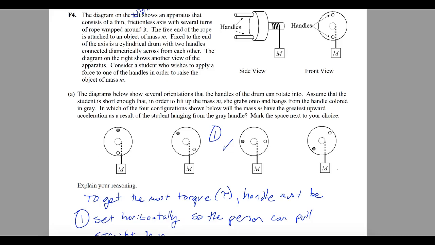Hey, this is Horner, and this is the last rotational dynamics free response problem. It is number 4 for the review. It says the diagram on the left. No, it's not on the left. It is on the right.